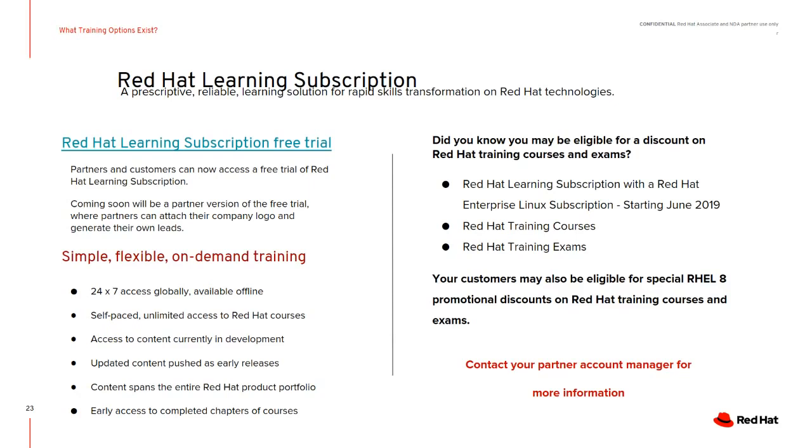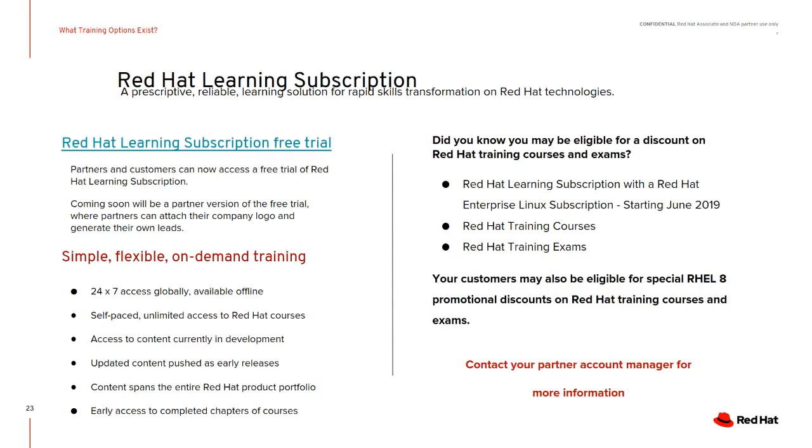So now they are offering the trainings, courses, and exams. Partners will get some discount from June 2019. This is from last year, these training promotions have been running. As a partner you will get promotional discounts if you are going for the learning subscription or any training courses like RH124 and RH134 or any training exams. This is part of the Red Hat Learning Subscription model.